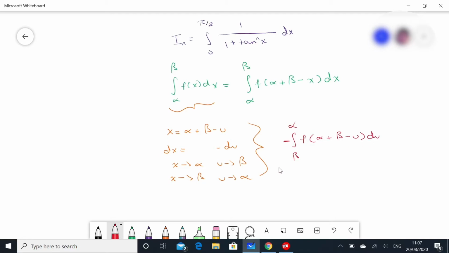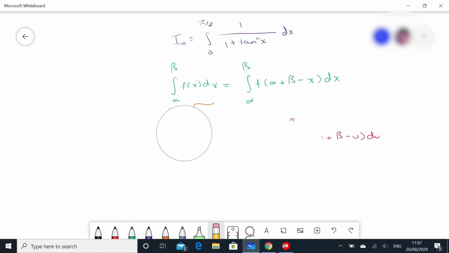Now, because of this negative, we can swap these two bounds around. So if we swap them around, alpha is going to come here, beta is going to come here, and boom, there we go. We've just proved the King's property. Alright, so now we have to utilize this property to solve the above integral. Okay, this integral here. So let's use the King's property.